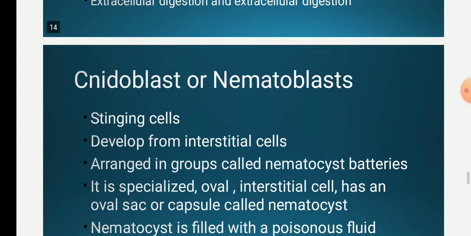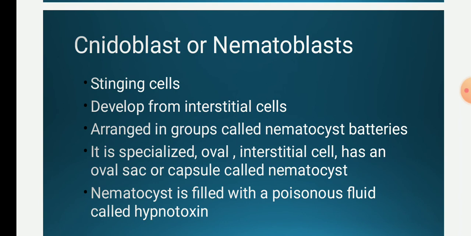Then comes the cnidoblast or the nematoblast cell. Where is it located? It is found on the ectoderm layer, that is the outermost layer of the organism. This cnidoblast, also known as a nematoblast, is the stinging cell. They are developed from the interstitial cells. They are organs of offense and defense. Nematoblasts are abundant in the tentacles.